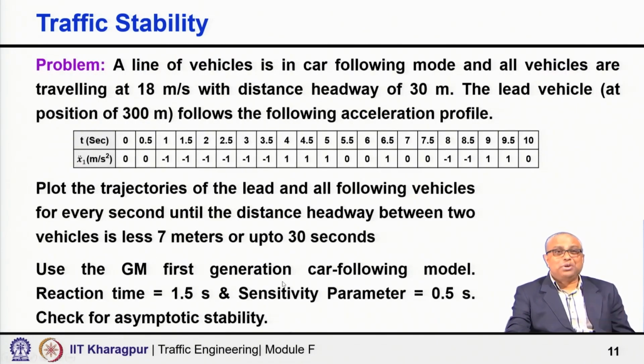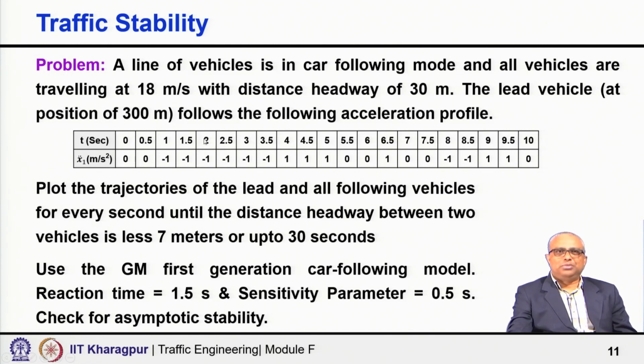Let us again take an example. A line of vehicles is in car following mode, and all vehicles are travelling at 18 meters per second with a distance headway of 30 meters. That is the traffic state. Now, the lead vehicle at a position of 300 meters, with reference to a point, to show the x value for the lead vehicle, follows the following acceleration profile.